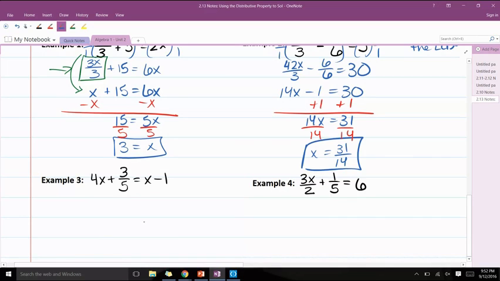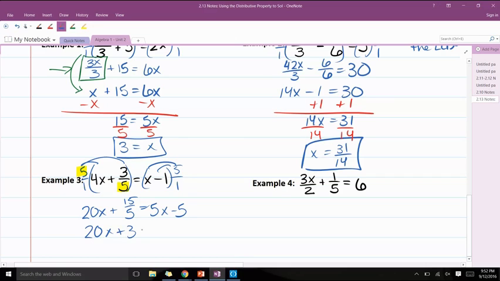Okay, so for this first equation, I'm going to multiply each side by 5. Do you know why I'm going to multiply by 5 over 1? Okay, if you're not sure, it's because that will cancel out that denominator. Okay, so when we distribute, we get 20x plus 15 over 5 equals, remember to distribute to both of those guys, even though it's on the right side, 5x minus 5. Why is that so nice? Well, 15 divided by 5 is 3. So we now have 20x plus 3 equals 5x minus 5.